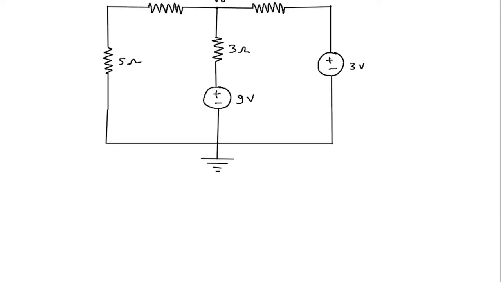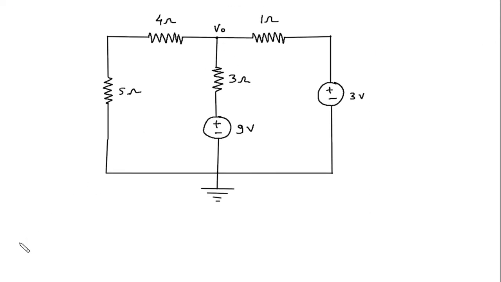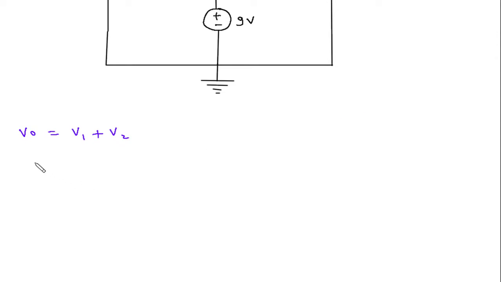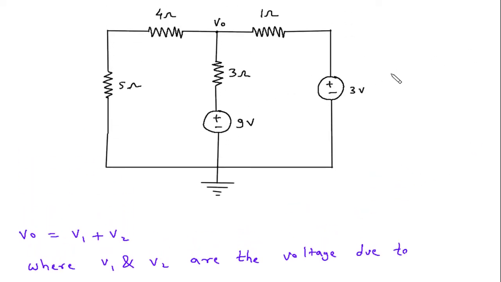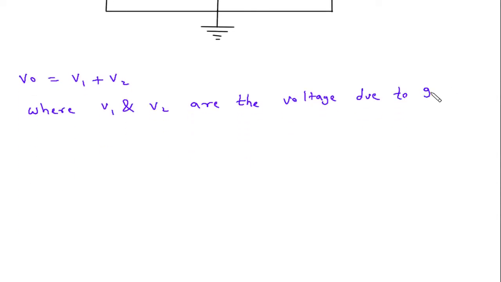Now let's say VO is equal to, there are two independent sources, so VO is equal to V1 plus V2, where V1 and V2 are the voltage due to 9 volt and 3 volt respectively.